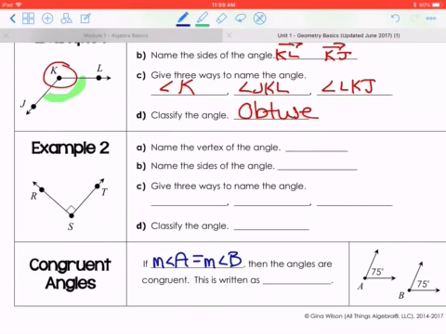If we were talking about congruent angles, I would say angle A is congruent, and the congruent symbol is a little squiggly with two equal lines, to angle B. Notice, when we're talking about a measurement, you put the M in front of it for measure, and then we use an equal sign. If we're talking about the angles themselves, we would refer to them as being congruent, and we use a congruent symbol, okay? Let me go to the next page.